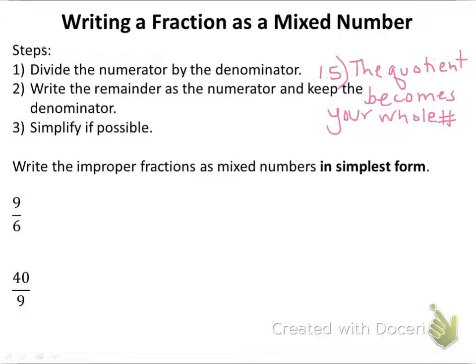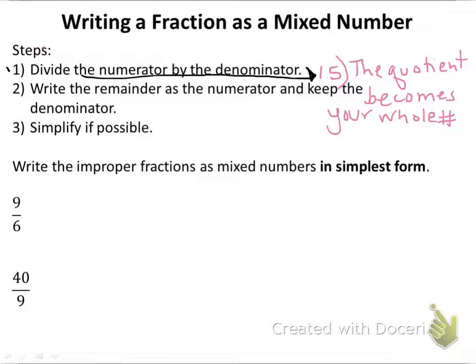First, I need you to write down your steps. The first step is to divide the numerator by the denominator. So please write this step down. There's another step that I forgot to put in your guided note, but it is written right here, and I called it step 1.5. The quotient becomes your whole number. Please write that down somewhere on your guided note. Make sure it's obvious that it goes with these steps.